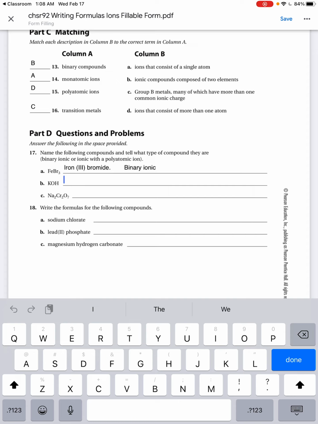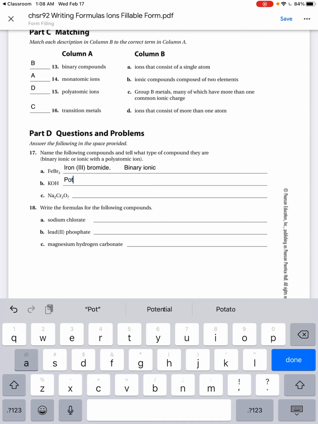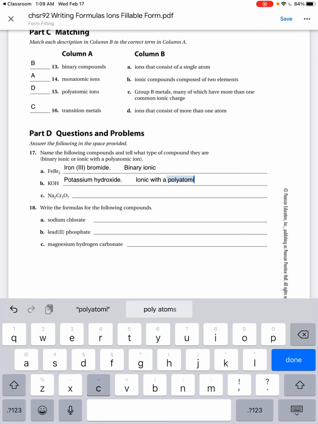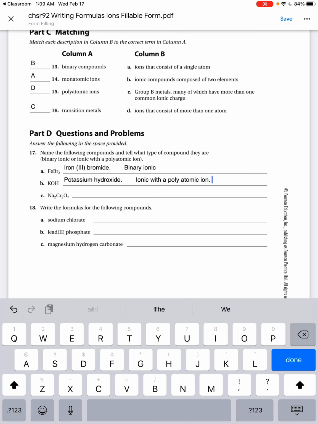And the next one is potassium hydroxide. And this is ionic with a polyatomic ion. Okay, and the next one, this is a dichromate anion.